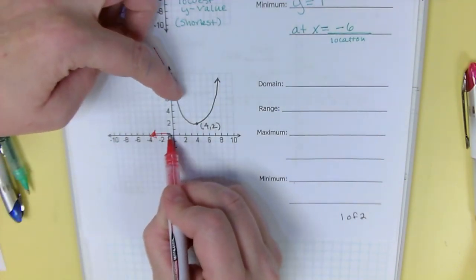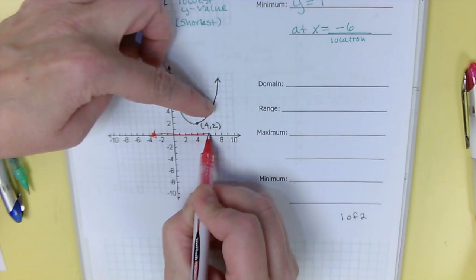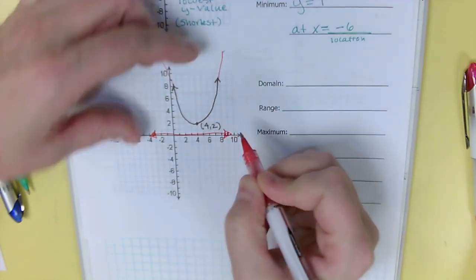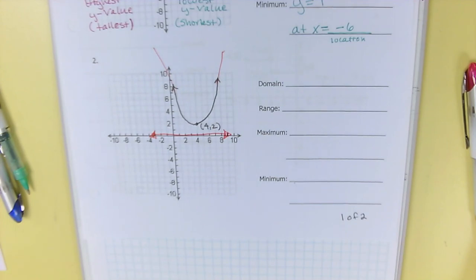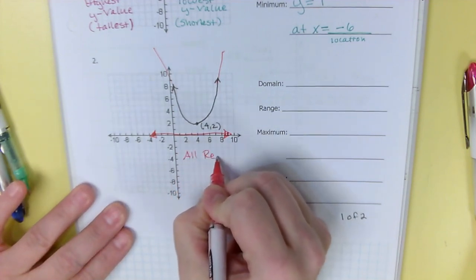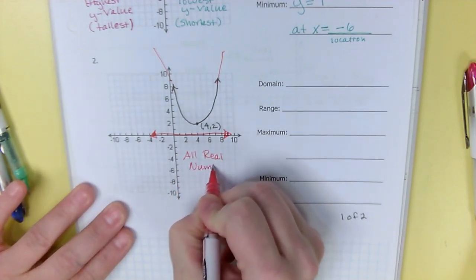So now I'm following the graph. We go to the right, we go to the right, we go to the right, and boom, another arrow. So my domain doesn't have any restrictions. It never stops. It's everything. So when it's everything, the domain is all real numbers.